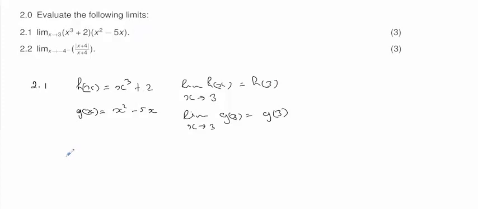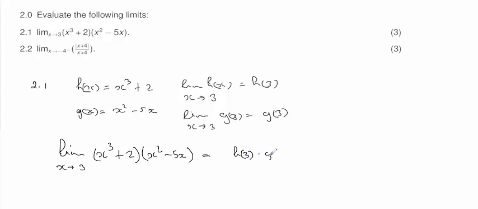Then you would say the limit as x tends to 3 of (x cubed plus 2) in brackets multiplied by (x squared minus 5) would simply be h of 3 multiplied by g of 3, evaluating directly in those expressions.